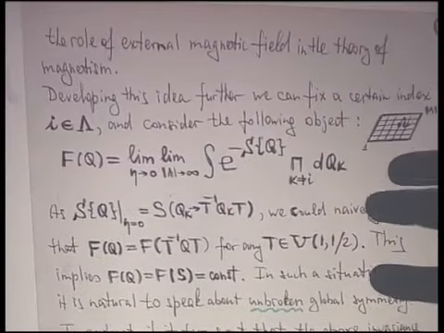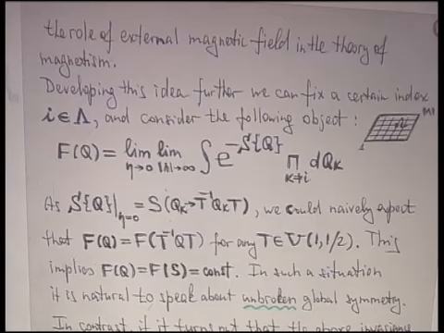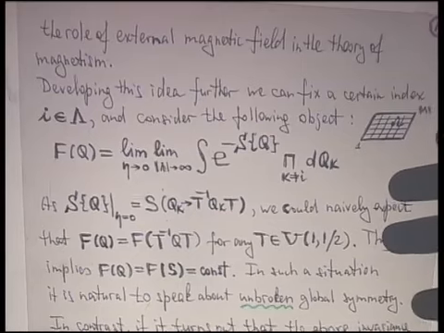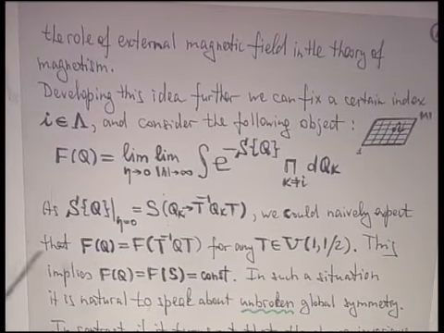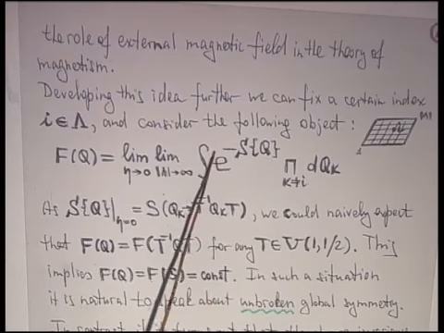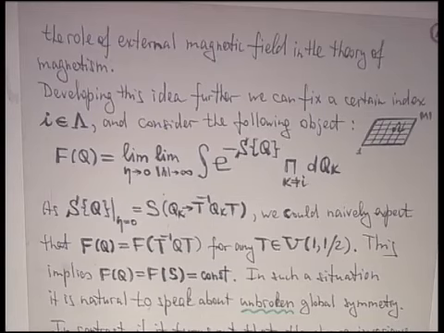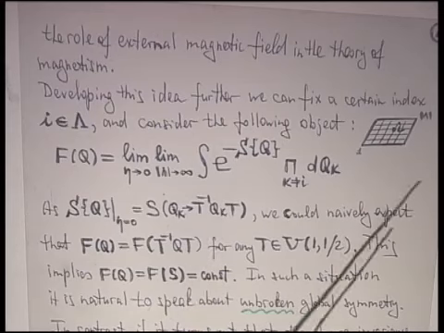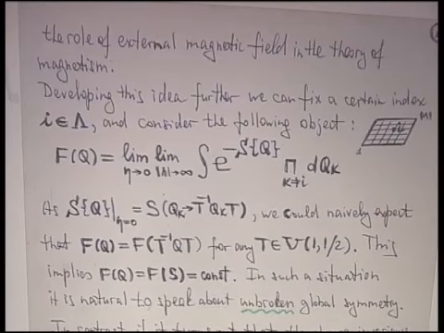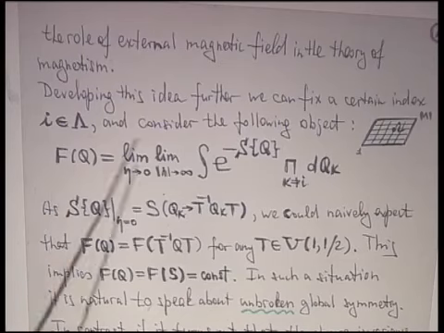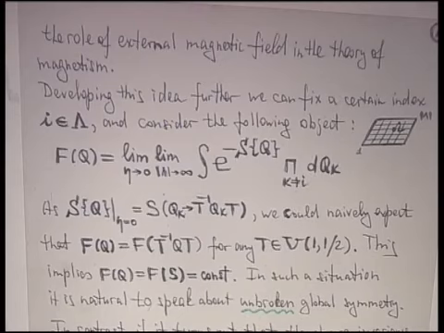Developing this idea further, let us consider the following object. Let us fix one site of our big lattice somewhere inside, call it I, and take our exponential minus S with this S, so take only this part, and integrate over all Q's, but not over Q which sits in a given site I. Obviously, the result will be a function of Q living precisely on I, because all other variables are just integrated out.